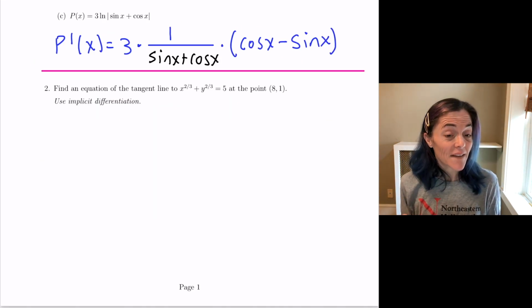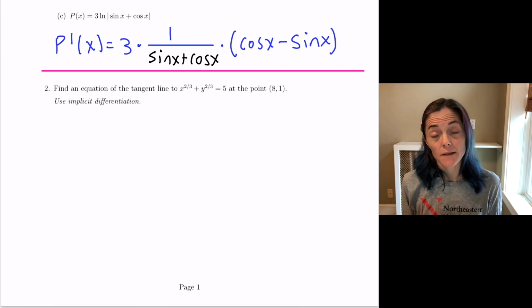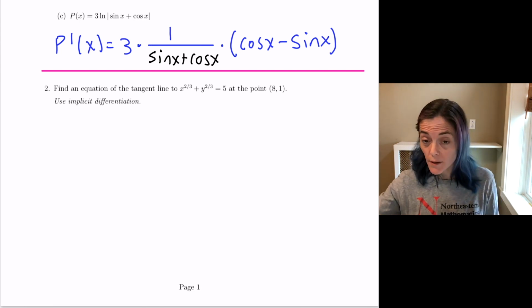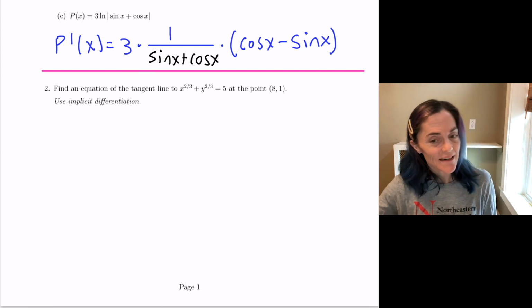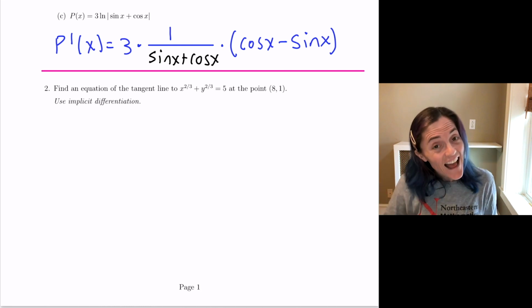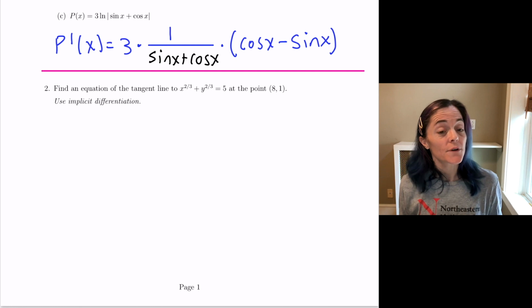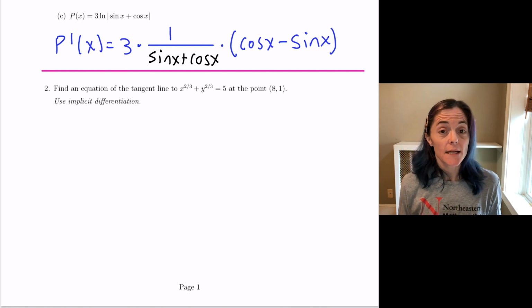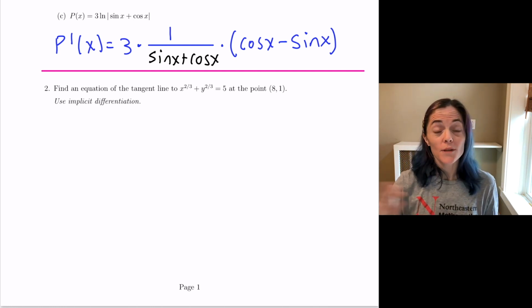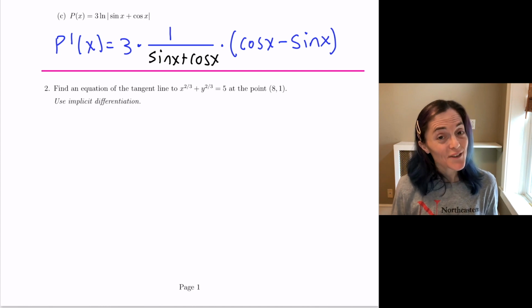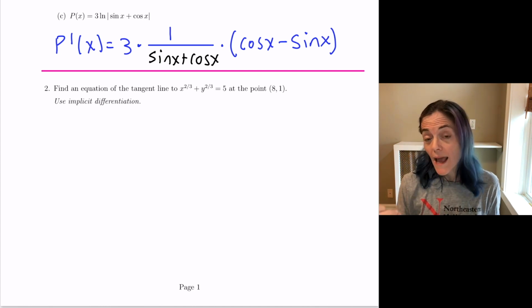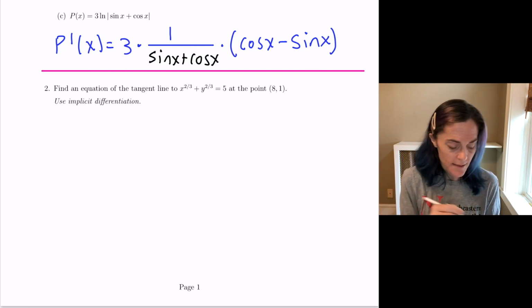Number 2. Find an equation of the tangent line to x to the 2/3 plus y to the 2/3 equals 5 at the point 8, 1. So the first step in implicit differentiation is we differentiate both sides of the equation, understanding that we're thinking of y as a function of x.